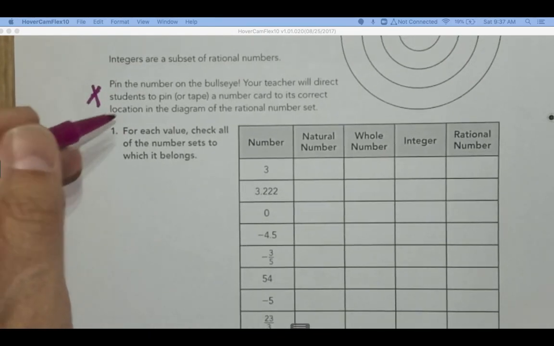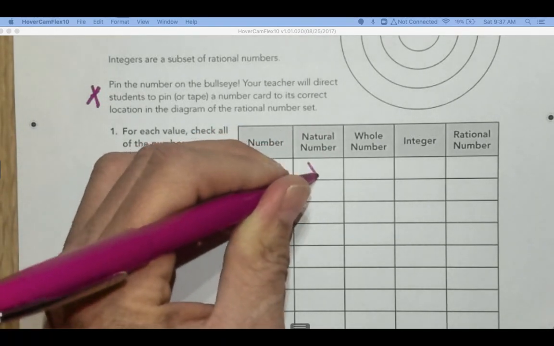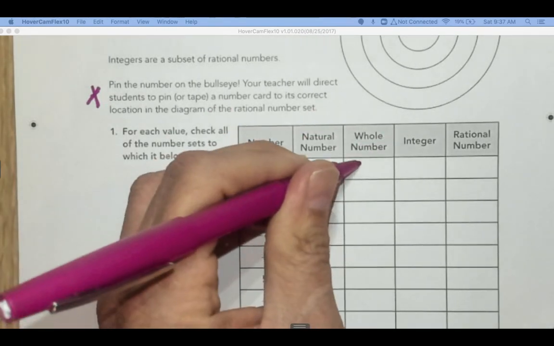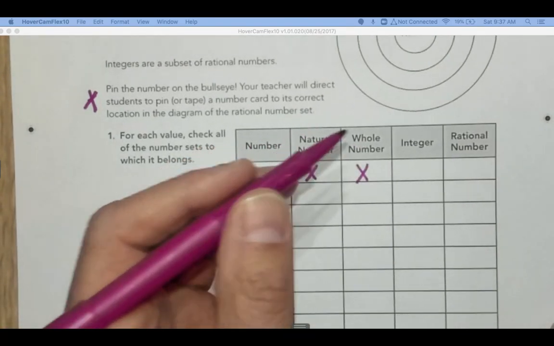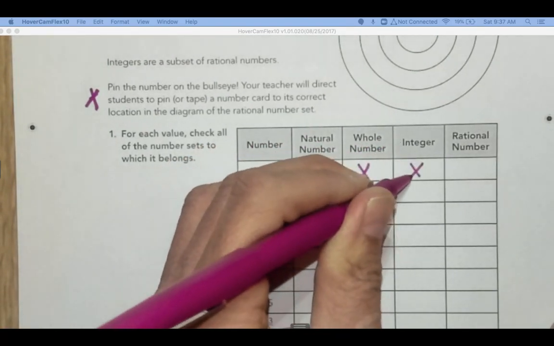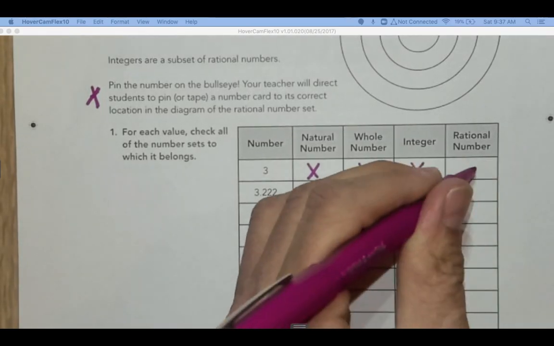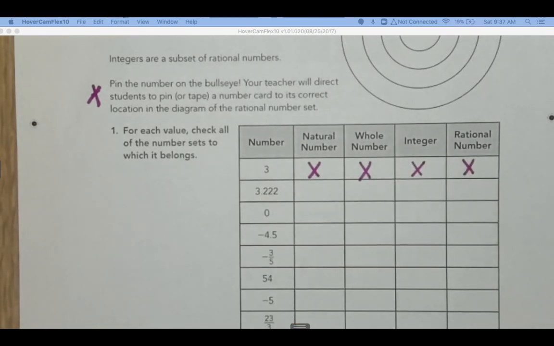A natural number is like a counting number, so 3 is a natural number. It's a whole number because it's not a decimal. It is an integer because it is on the number line there, and then therefore it can be written as a fraction, so it's a rational number.